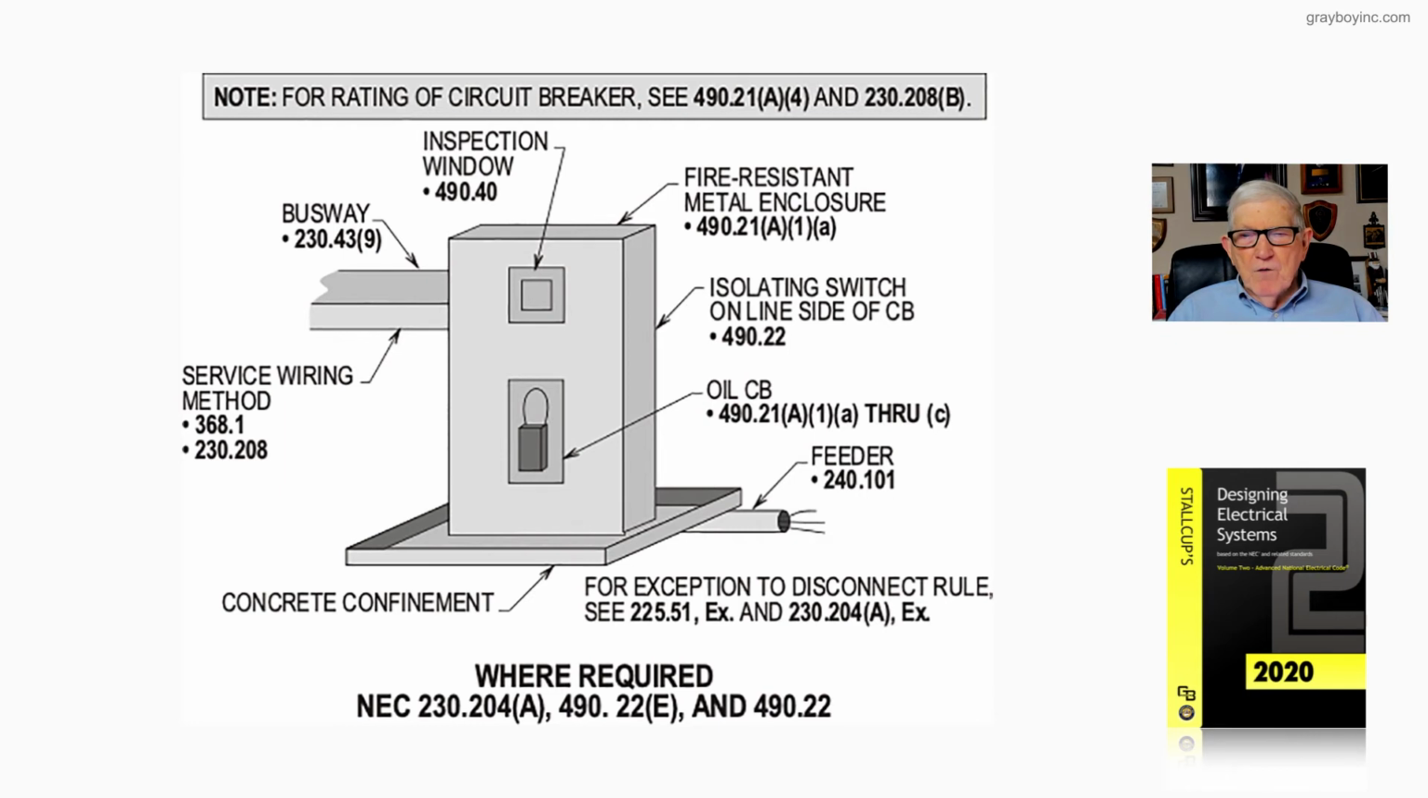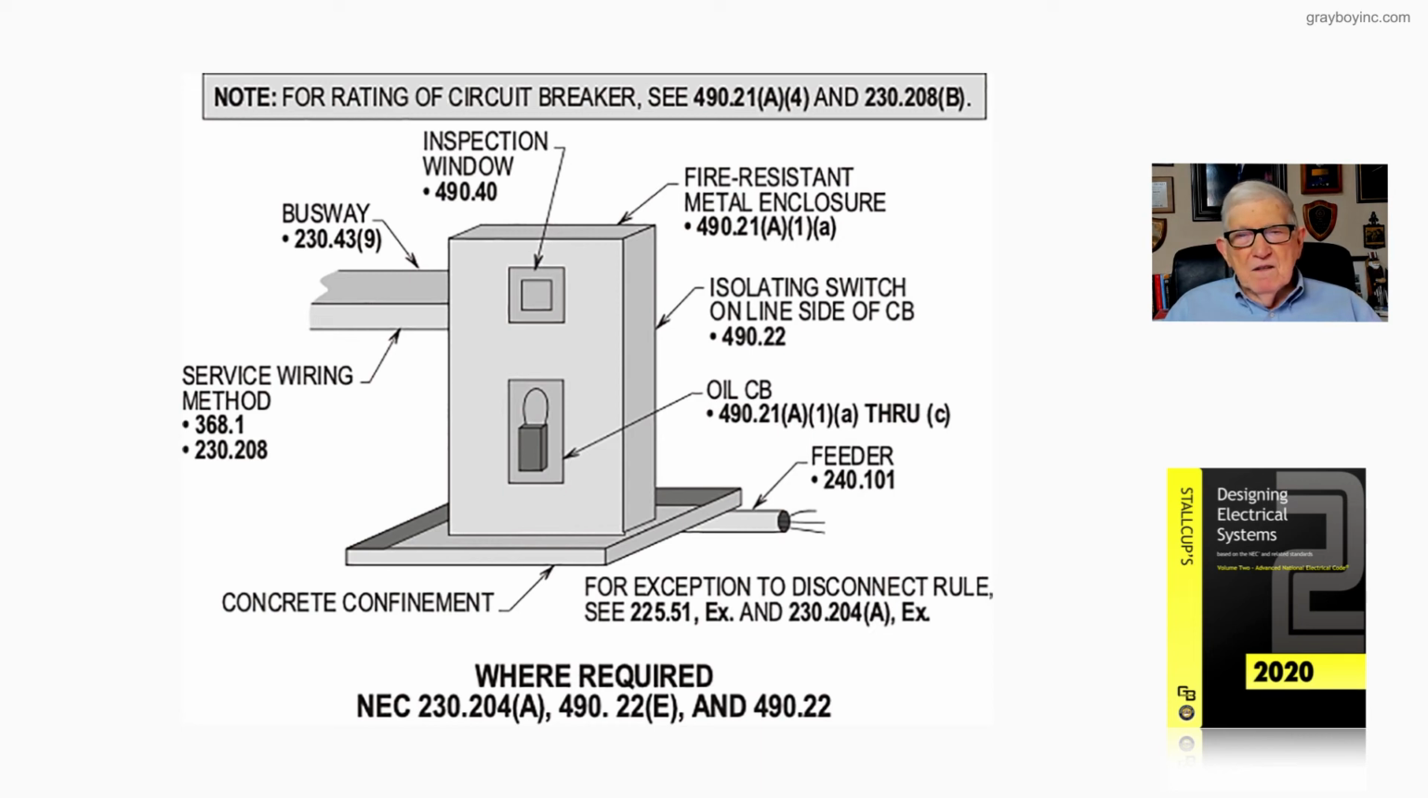Now notice the feeder protection to the right at the bottom, where you have your concrete confinement area, is 240.101. For exceptions to the disconnect rule, see 225.51 exception and 230.204(A) exception. And then, of course, the isolation switch on the line side of the circuit breaker, 490.22.